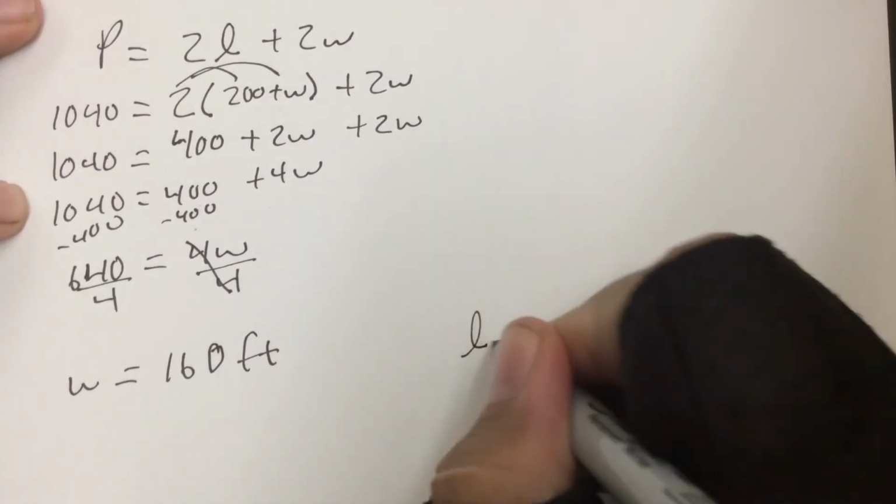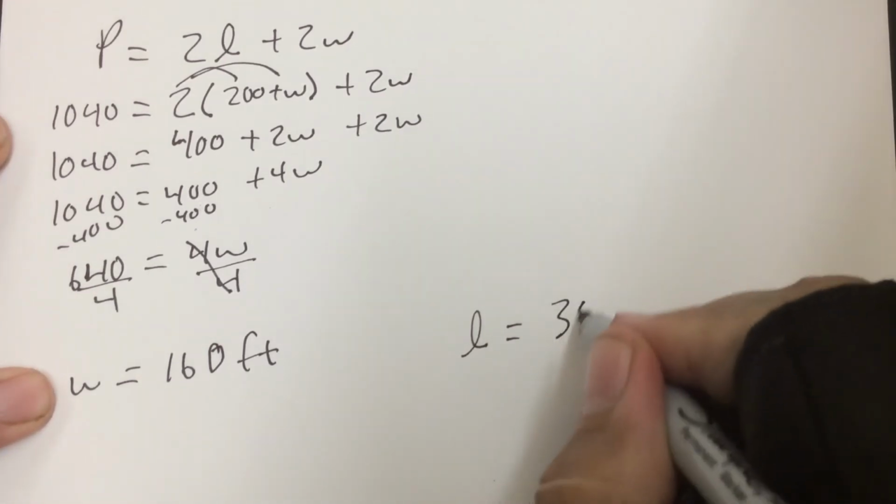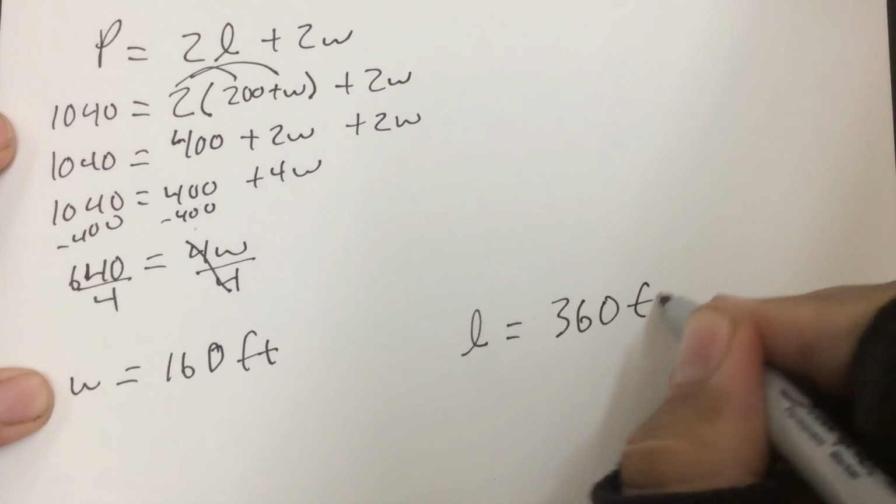As far as length goes, we know it's 200 plus whatever that W was. So 160 plus 200 is 360 feet.